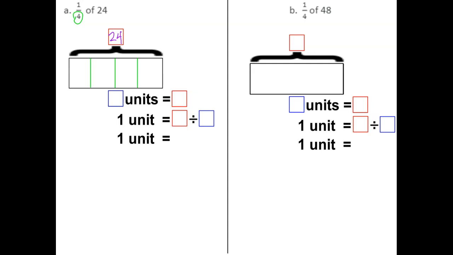So remember, 1/4 is a unit fraction. We're talking about 1 part of the whole, and the whole just happens to be split into 4 equal parts. So if we know we have 4 units, right? 1, 2, 3, 4. The 4 units equals 24. So now we're trying to find out how much 1 unit equals. Well, 1 unit is equal to 24 divided by 4 units.